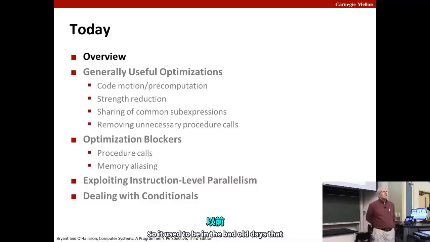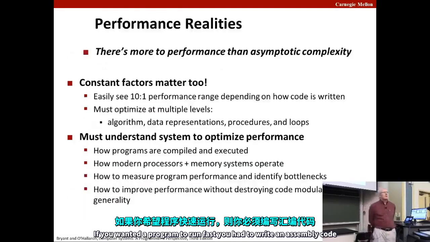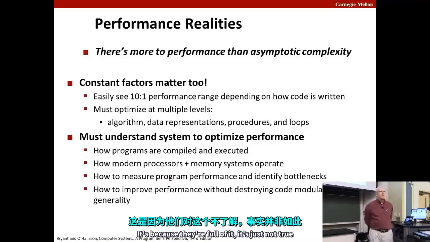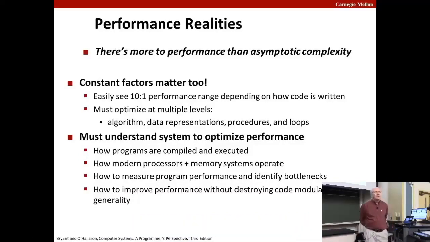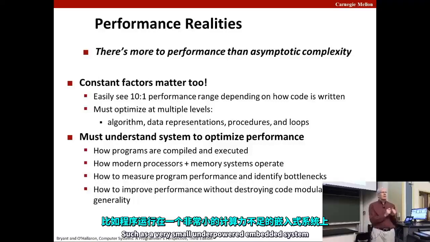It used to be in the bad old days that if you wanted a program to run fast, you had to write it in assembly code. And that's just plain not true anymore. And if anyone tells you it's true, it's because they're full of it. Except for the exceptional case where you're running on a very small resource-constrained machine, such as a very small underpowered embedded system.